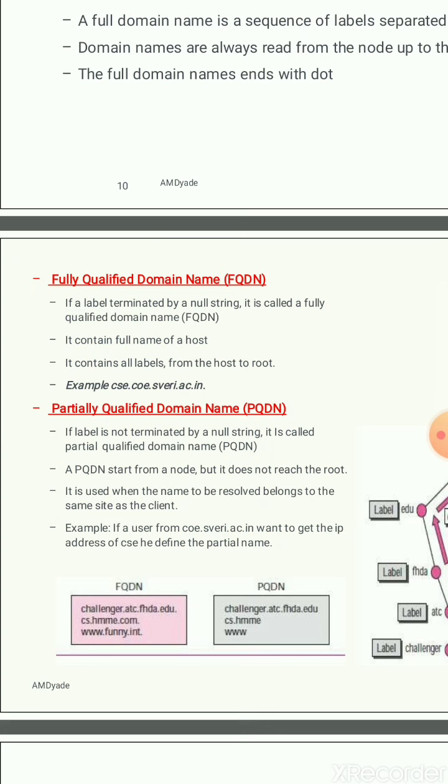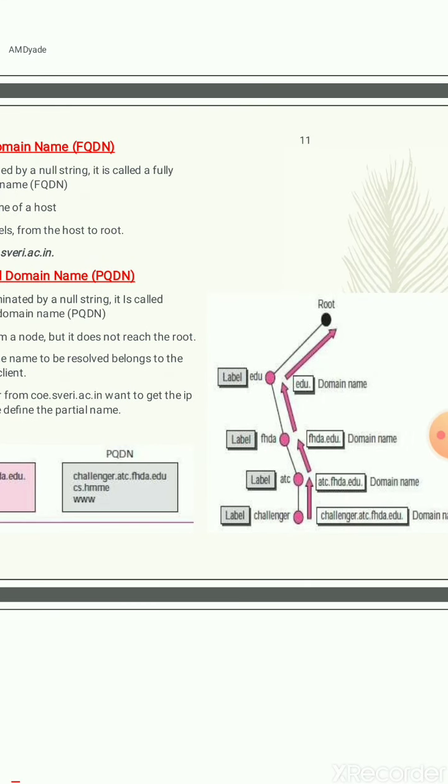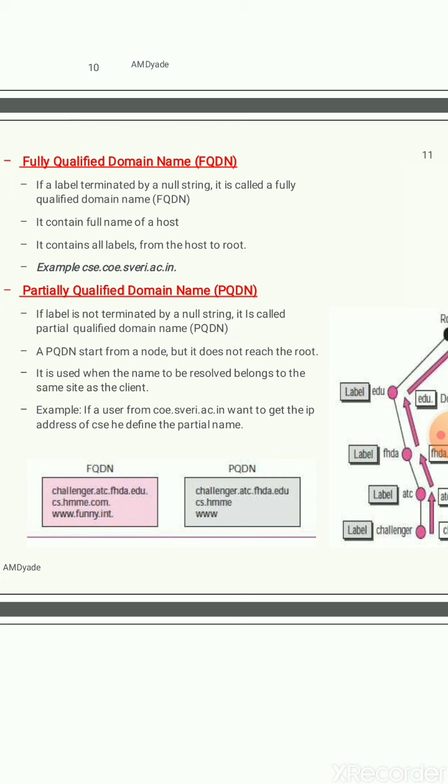A website which doesn't end with a dot is called a partially qualified domain name. In the definition also we can see what partially qualified is. If labels are not terminated by a null string, it is called a partial domain name. So what is a partial domain name? One not ending with the root. Root has the last dot, and if it ends with the last dot, then it is called a fully qualified domain name. If it's not ending with the dot, then it is called partially qualified.